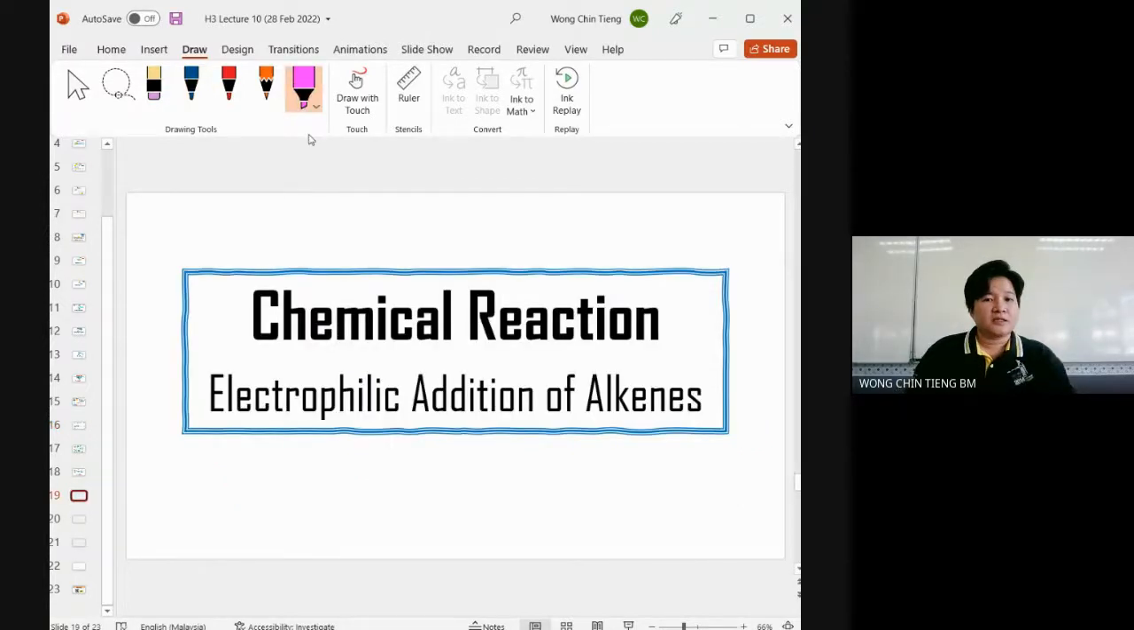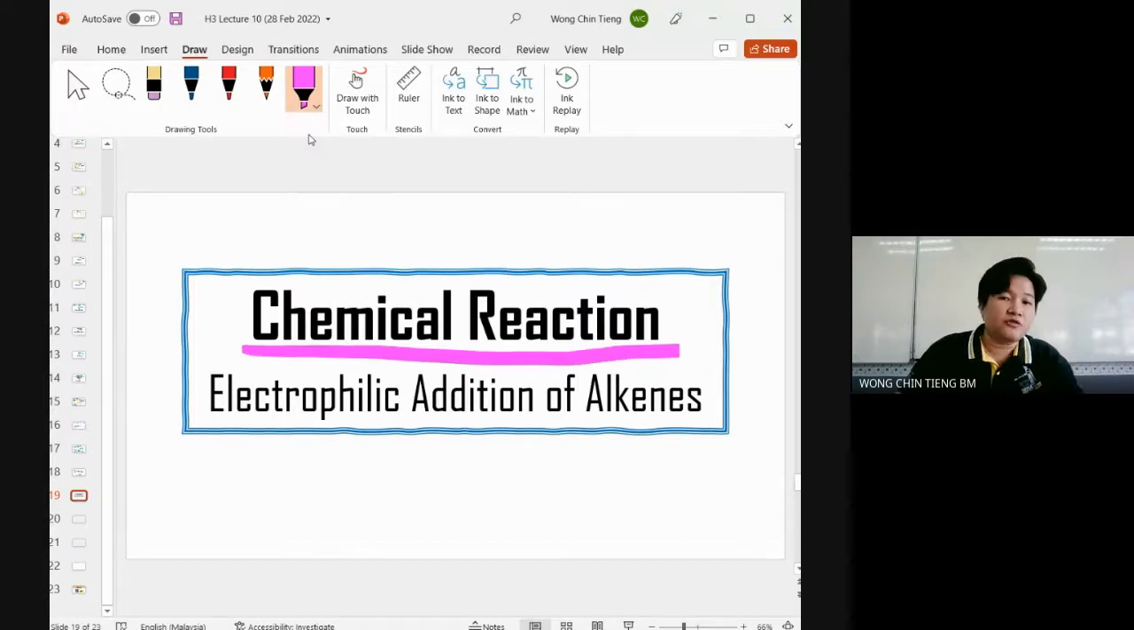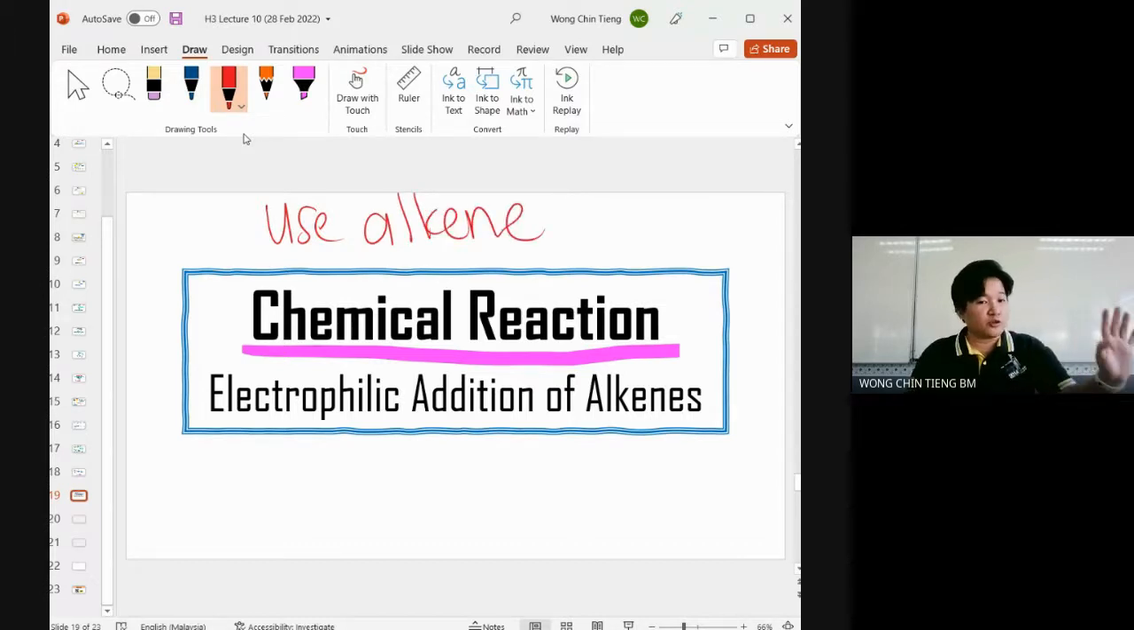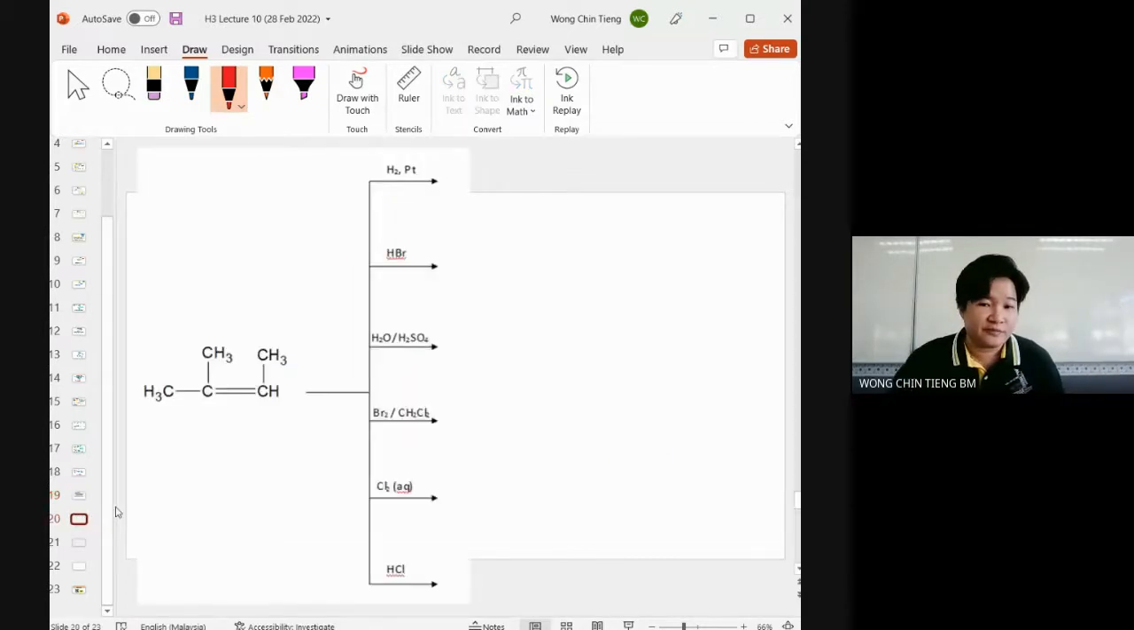Next that we are going to look at is reaction. Reaction over here means we are going to use alkene, so we are not going to produce it right now. We are going to use alkene, and this one has quite a few. And to make your life a bit easier, teacher nak letak dia dalam bentuk mind map.